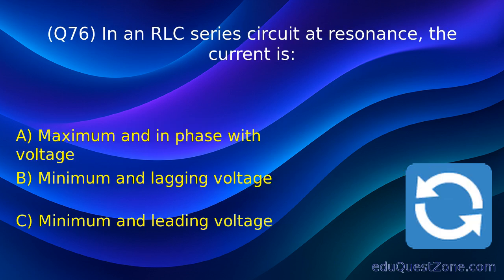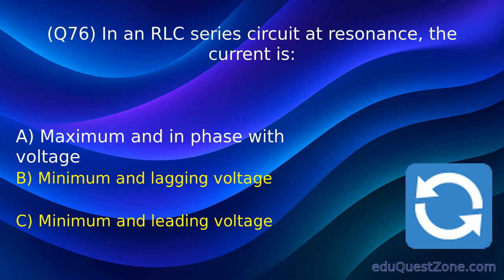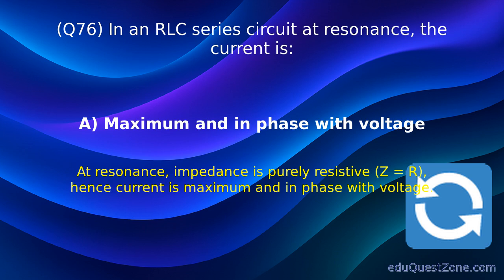Question 76. In an RLC series circuit at resonance, the current is. The correct answer is A, maximum and in phase with voltage. At resonance, impedance equals resistance, so current is maximum and in phase with voltage.